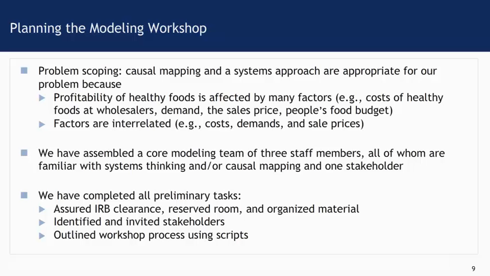So we have identified and defined a problem, and we have assembled a core modeling team of 3 staff members who are familiar with systems thinking and causal mapping. And the corner store owner was willing to join our team to plan the modeling session. We also have completed all preliminary tasks. We assured IRB clearance, reserved the room, and organized our material. We also identified the stakeholders we want to invite and have extended our invitations. And we have outlined our workshops using Hoffman's Scriptapedia.